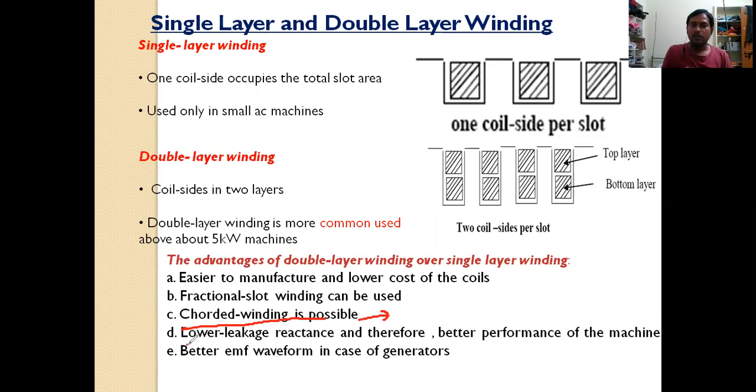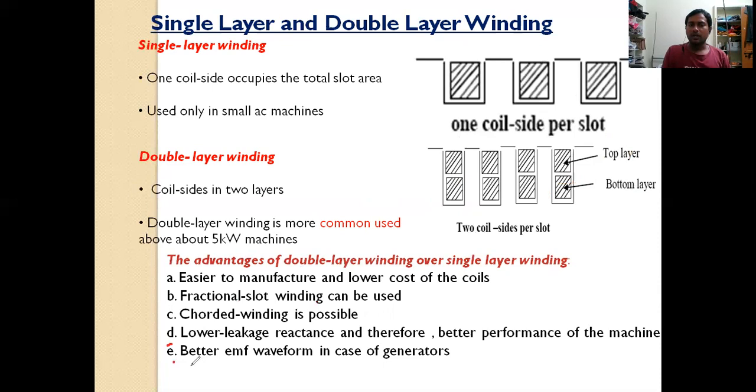Then there is lower leakage reactance, therefore better performance operation. You can see here why the leakage is lower: whatever flux this winding produces will definitely link with the top coil. Whatever bottom coil flux links with the top coil, and the top coil flux with the bottom coil, because those are near to each other. If you place them near to each other, the linkage will increase and the leakage will decrease. This is about the fourth point.